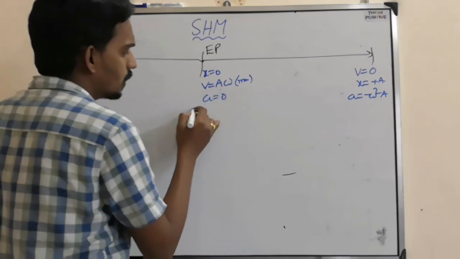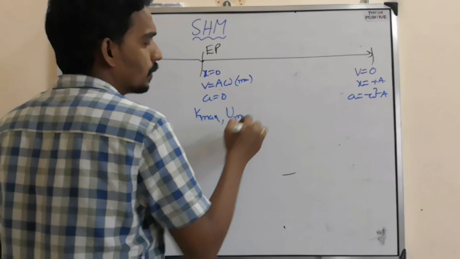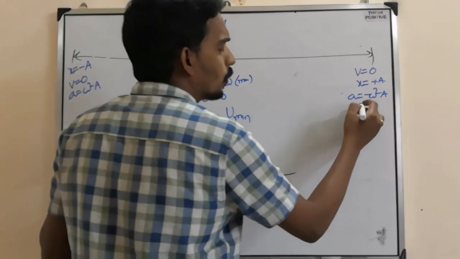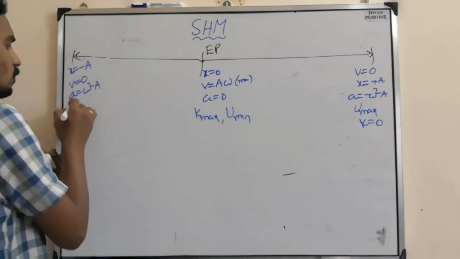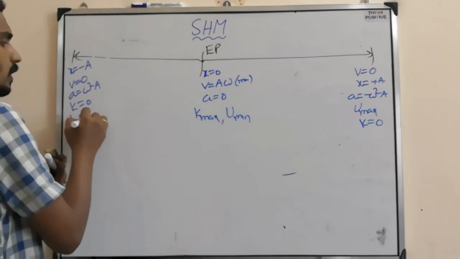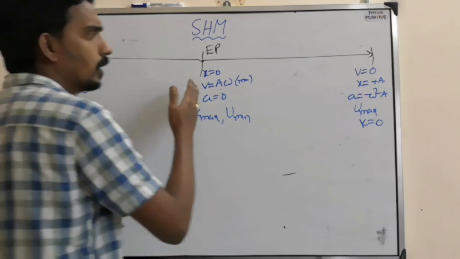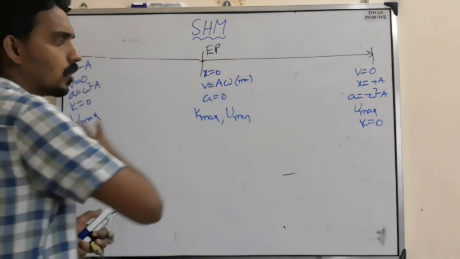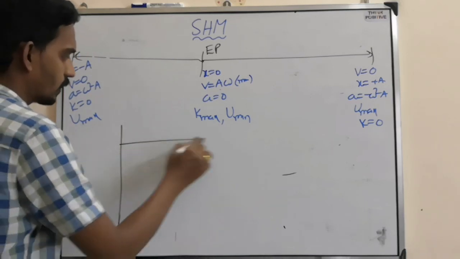Now here velocity maximum means kinetic energy maximum but potential energy minimum. And here potential energy maximum, kinetic energy 0. Here also kinetic energy 0, potential energy maximum. So this way from equilibrium to end position, all these quantities will change. This only we represent with a graph like this.